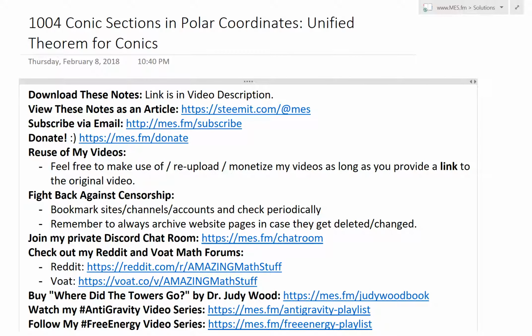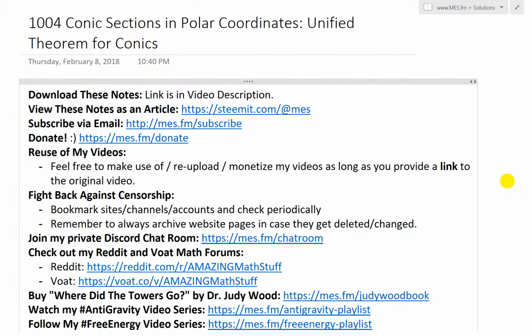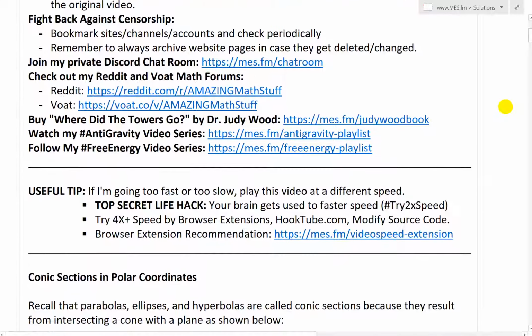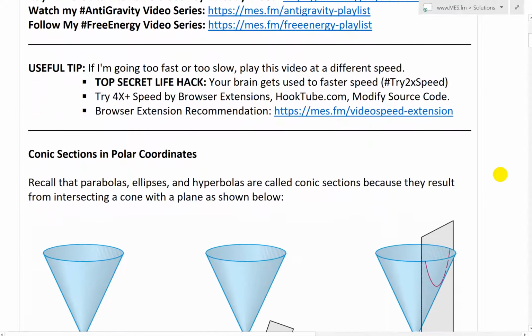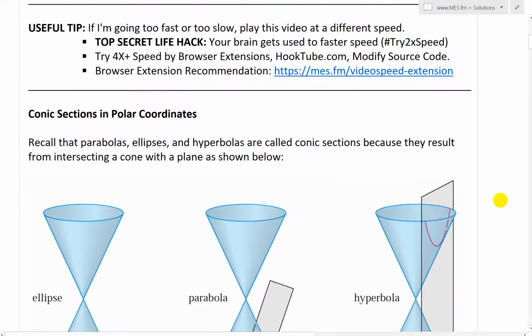Hi, it's time for another Math Easy Solution to discuss further into conic sections, and this time look at conic sections in terms of polar coordinates or polar equations. And this will be going over a more unified theorem for conics as opposed to the different definitions for the parabola, ellipse, and the hyperbola that I went over in my earlier videos. So now we'll look at a more unified theorem that's easier to write in terms of a simple polar equation.